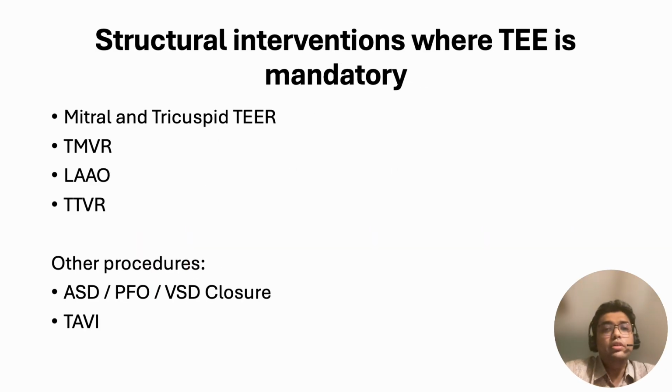So what are the structural interventions where TEE is actually mandatory? First and foremost is your mitral and tricuspid TEER, that is transcatheter edge to edge repair, and transcatheter mitral valve replacement, transcatheter tricuspid valve replacement, left atrial appendage occlusion, and other procedures where TEE can be useful. That is in case of your ASD, PFO or VSD closure, and in case of TAVR as well. But for the scope of this class, I'll be discussing only your mitral and tricuspid TEER and left atrial appendage occlusion.